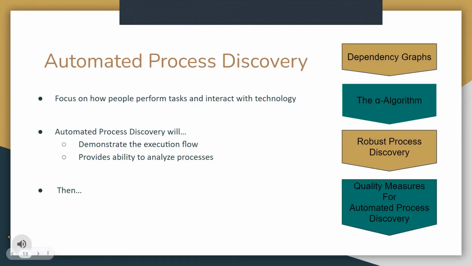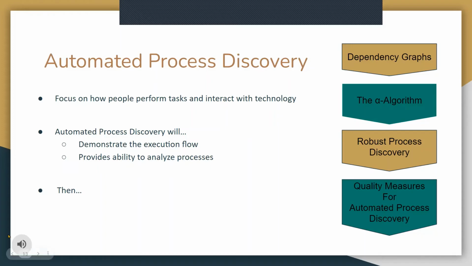Let's talk about automatic process discovery. People perform tasks and interact with technology, which shows the flow of event logging. And this is easy to understand. For organizations, automated process discovery can help them understand the execution process and help them analyze. Then, I will introduce some automatic process discovery techniques, which will be expanded in 4 sections.